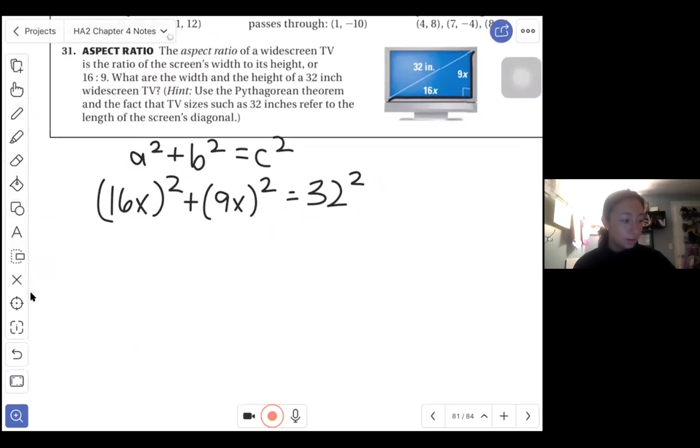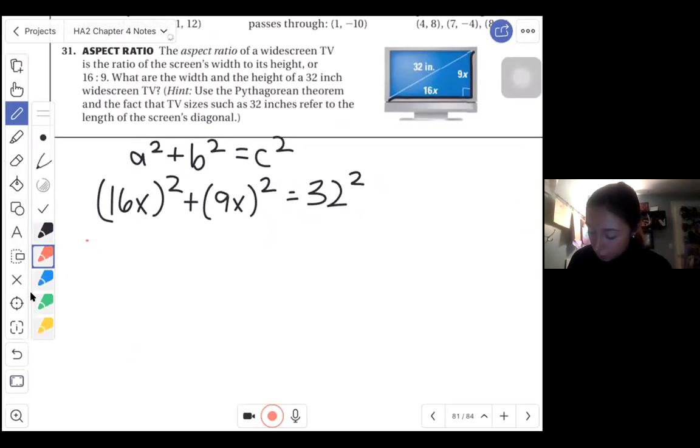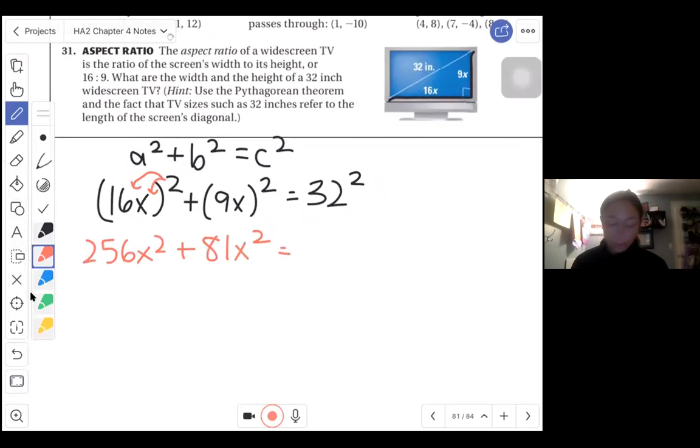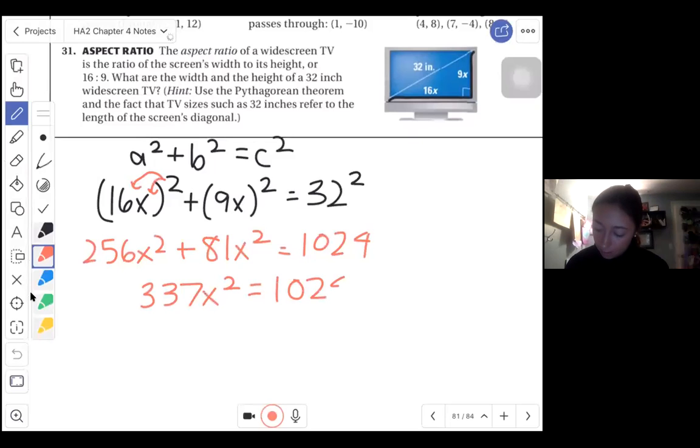When we do that, we will get 256x squared, because we distribute that x squared to both parts in there. 16 squared is 256, and then we have x squared plus 81x squared equals 1024, which is 32 squared. So that was the trick there, remembering the Pythagorean theorem and plugging in what we know. We would add that 256 plus 81x squared, which would give us 337x squared, equaling 1024.